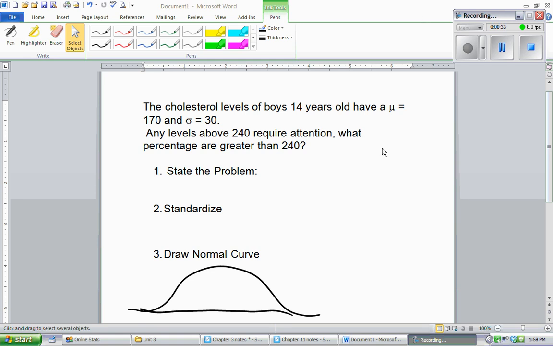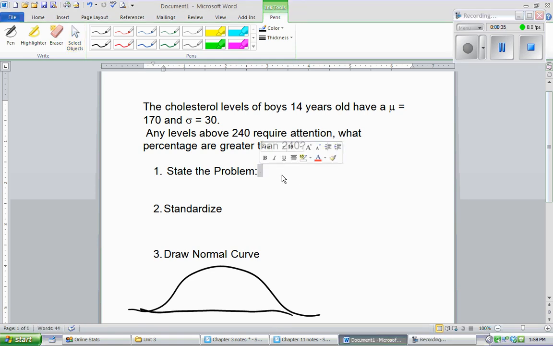So that is the start of our problem, obviously. We want to know greater than 240. So we want to know where x is greater than 240. That's the problem that we're looking at. We also want to look at the given information. So if we look at our normal curve, it has a mean of 170 with a standard deviation of 30. That tells us all the information I need to know. My x is 240, well, greater than 240. My mean is 170, and my standard deviation is 30.